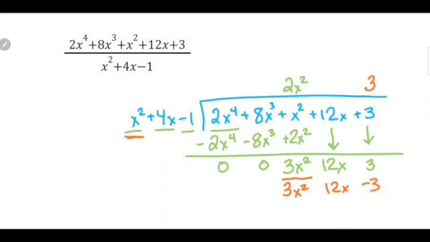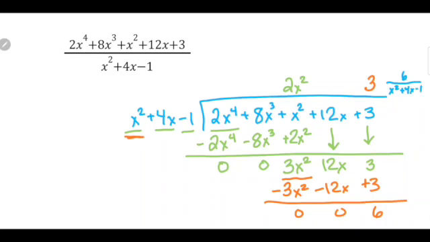I'm going to, again, subtract this product. So it's going to be subtract the 3x squared, subtract the 12x, and since it's subtract a -3, it's like adding 3. And now I can do 3x squared minus 3x squared is 0, 12x minus 12x is 0, and 3 plus 3 is 6. So we have a remainder here, and that remainder can be written as a fraction. So we can put 6 over our divisor, x squared plus 4x minus 1.